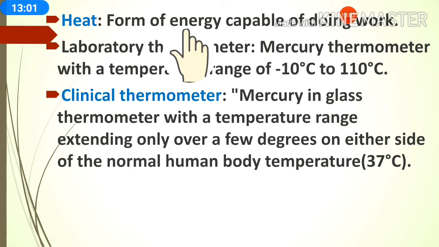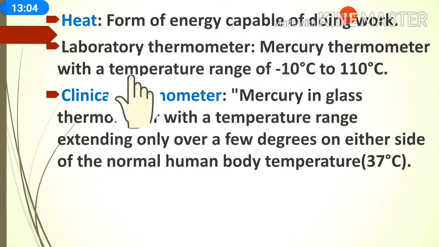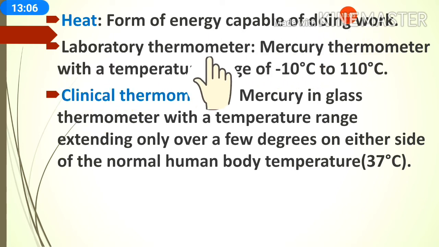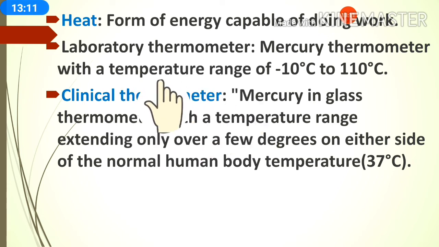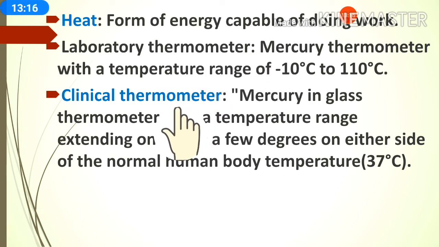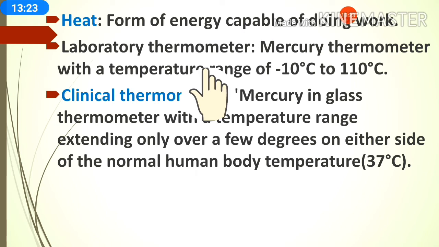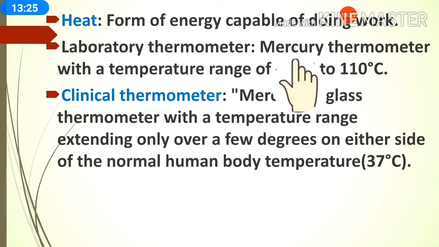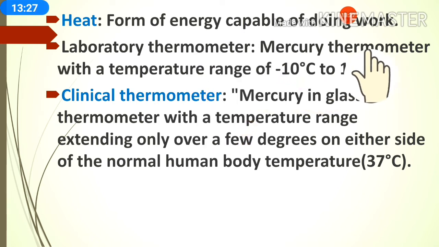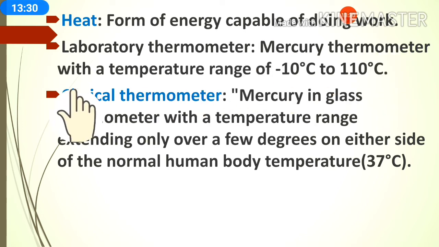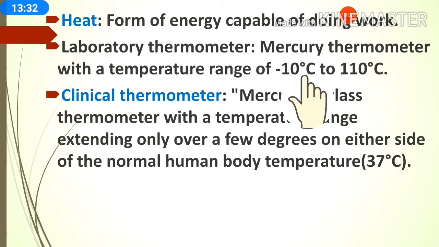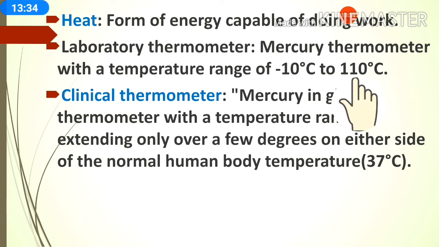Heat, we know, is a form of energy capable of doing work. Now here is the laboratory thermometer. Thermometers are of two types, laboratory and clinical thermometer. The working is the same; both thermometers function to measure temperature. In both thermometers, the liquid metal we use is mercury, so we can also say mercury thermometer. The laboratory thermometer is a mercury thermometer with a temperature range of -10 degrees Celsius to 110 degrees Celsius.